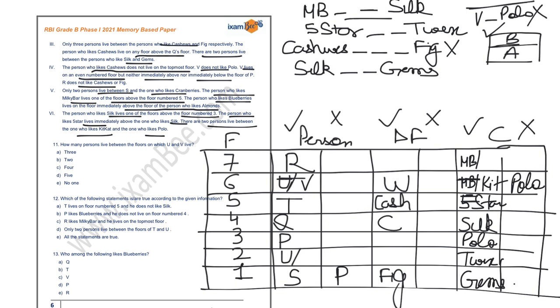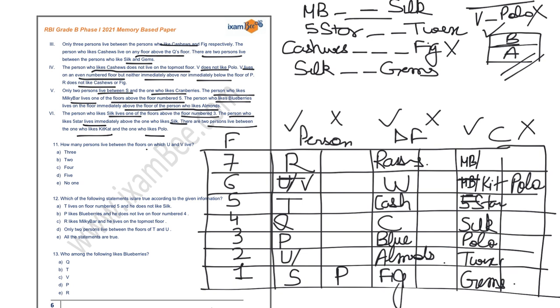Also, you know that the person who likes blueberries lives on the floor immediately above the person who likes almonds. So the only possibility to place them is blueberry over here and almonds over here, right? And the only left out option is raisin. Now the table is complete, you can answer any questions now.